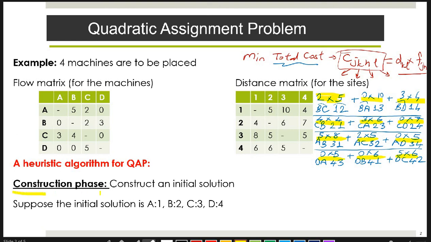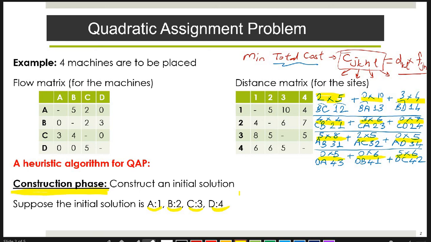The initial solution, we call it the construction phase. And actually, any assignment of the machines to the locations will give you a solution. That's it. This example that I did over here, you can start from that one. But we can say that we are just going to assign A to 1, B to 2, C to 3, and D to 4. Just this initial assignment.